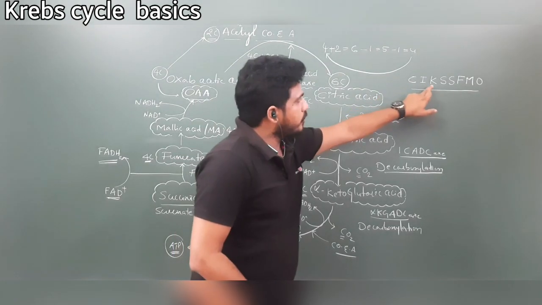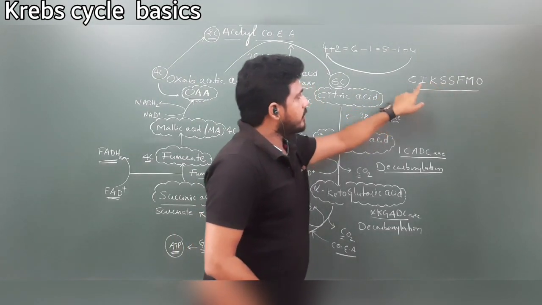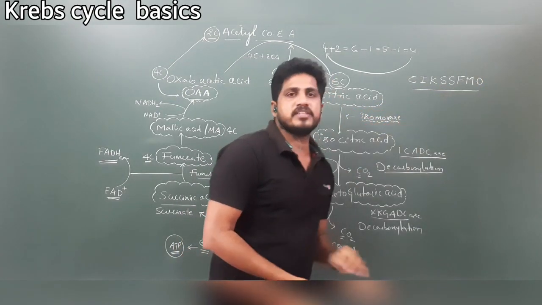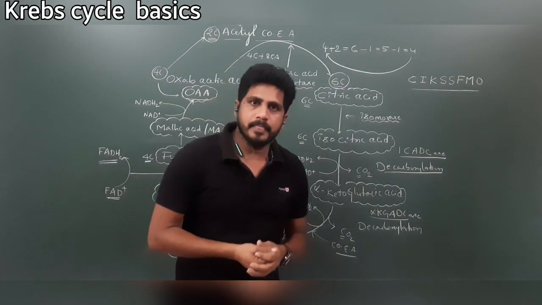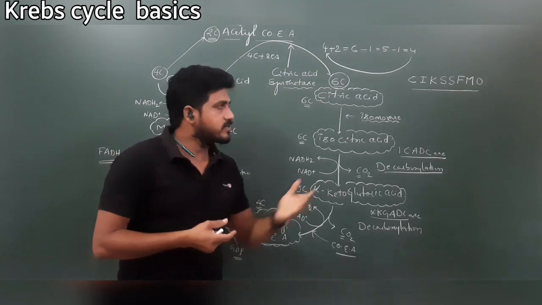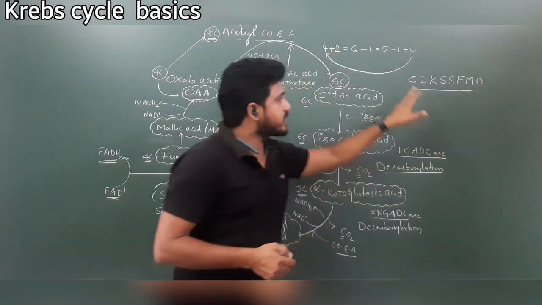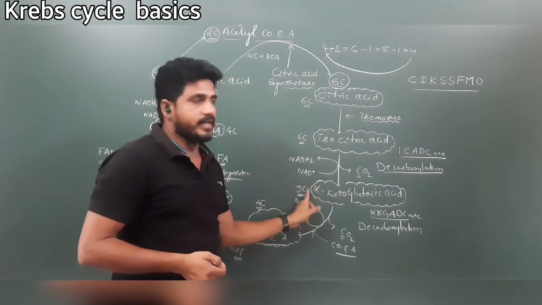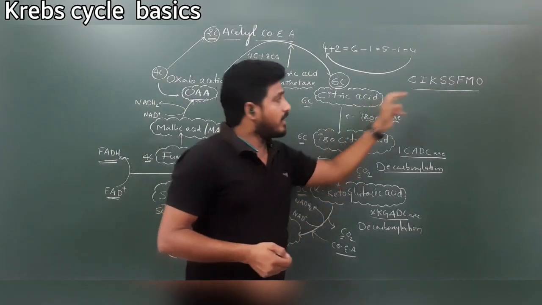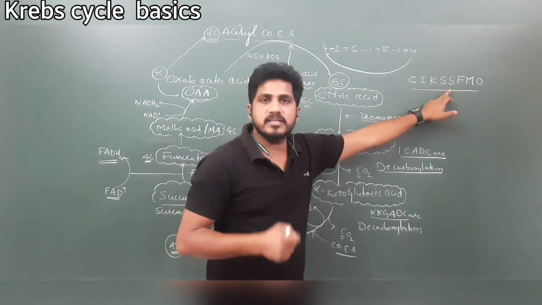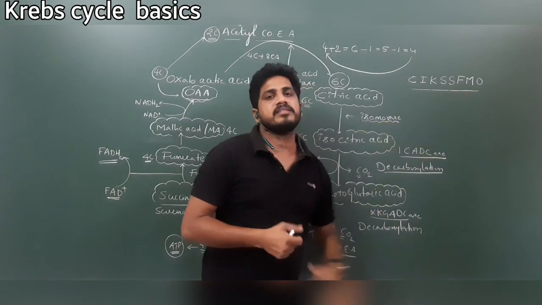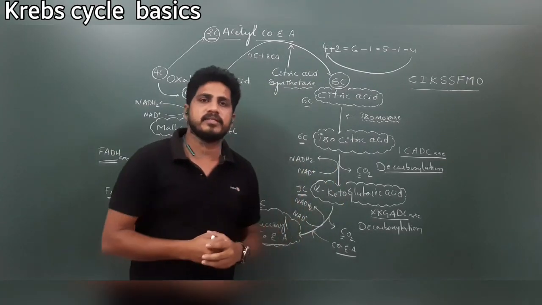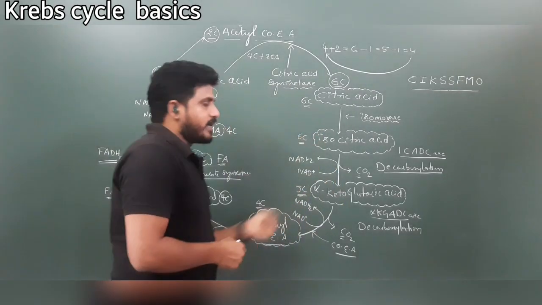See, I know some simple formulas, multiple options. So C means what? Citric acid. I means what? Isocitric acid. K means what? Alpha ketoglutaric acid. S means succinyl coenzyme A. Another S means succinic acid. F means fumarate. M means malate. O means oxaloacetic acid. So C, I know some simple formulas, multiple options, is the code to remember the entire cycle.